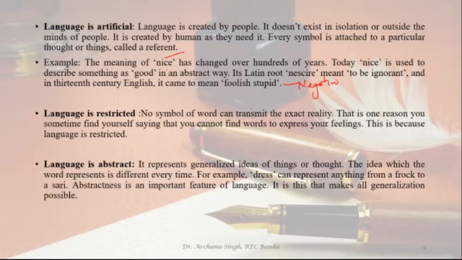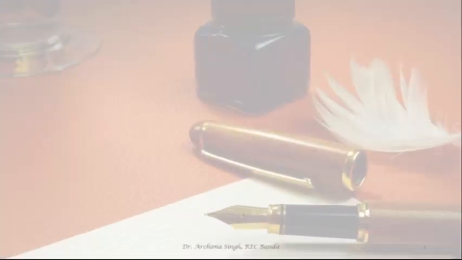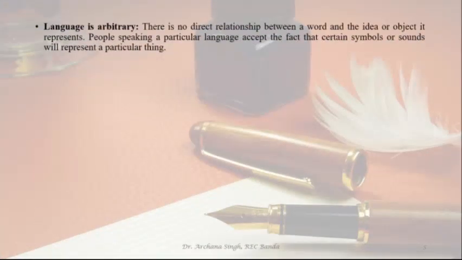Then language is abstract, means it represents the generalized idea of things or thoughts. The idea which words represent is different every time. Like if we say dress, dress can be a frock or a sari. So this is basically abstract. It's not giving a concrete idea of that. So abstractness is an important feature of language. It is this that makes all generalization possible.